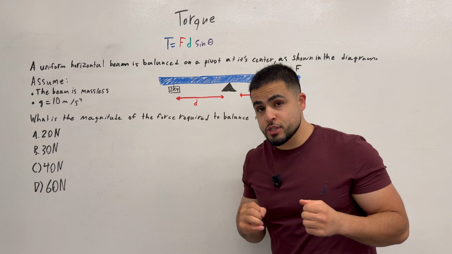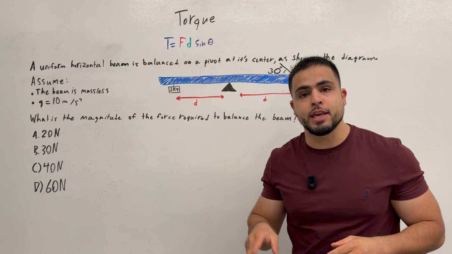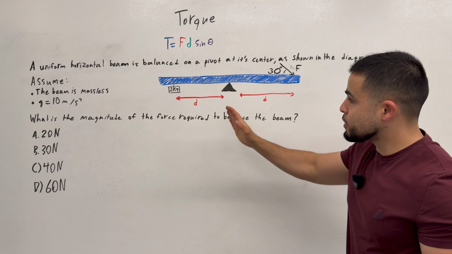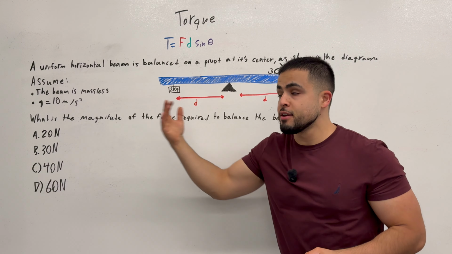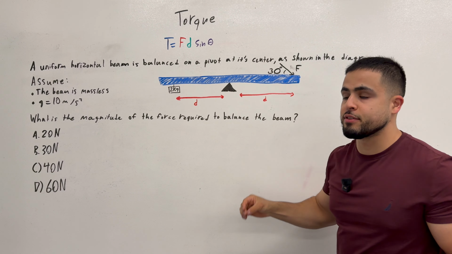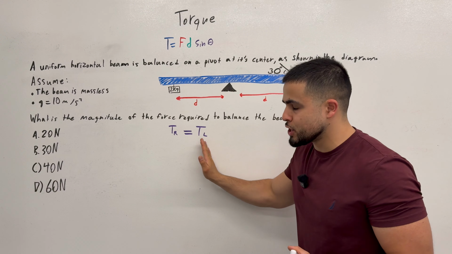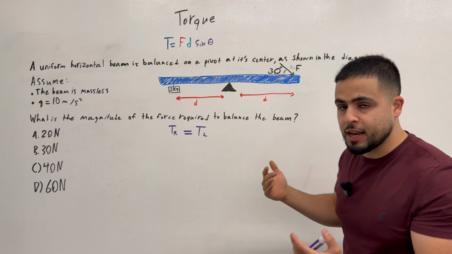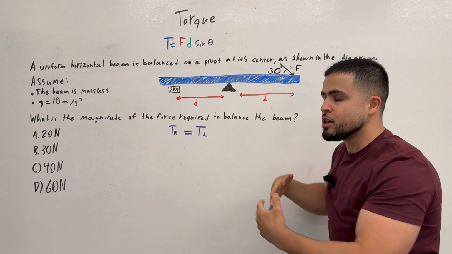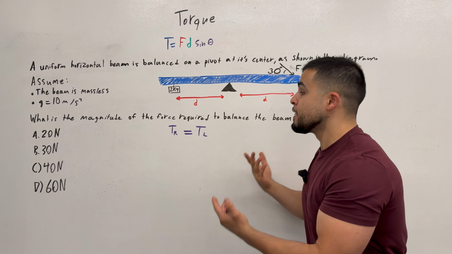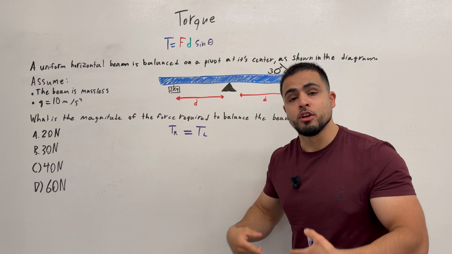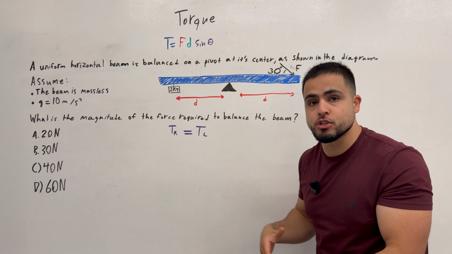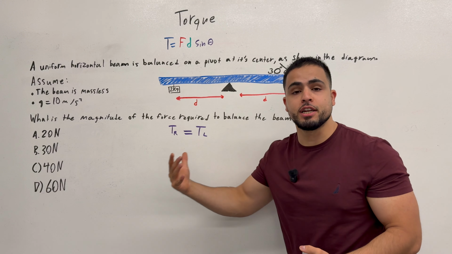All right, so the first step to solve this equation is to recognize that you actually have two torques. You have the torque on this side and on this side. So we'll call this torque the torque on the right and this one the torque on the left. Now, why did I set them equal to each other? Well, because the beam, again, as we mentioned earlier, is balanced. So in order for the beam to be balanced, both torques, the torques on either side, have to be equal to one another.